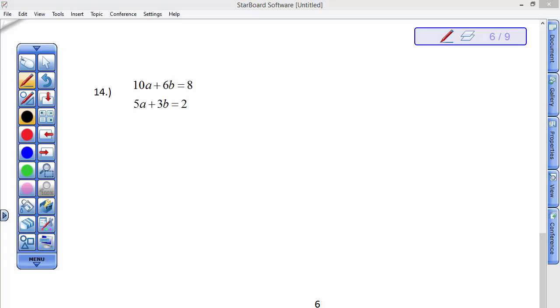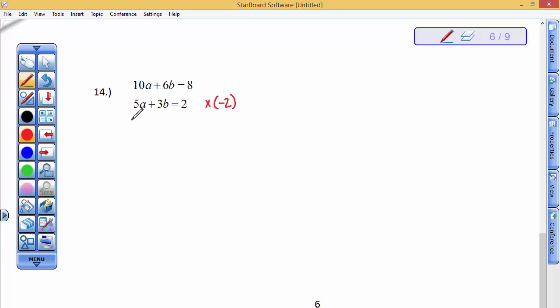In the event that you've continued on and solved this system by elimination, you've discovered something funny happen. Whether you saw this 10 and this 5 and said, I'd like to make this a negative 10, or you saw this 6 and this 3 and said, I'd like to make this a negative 6 to combine with this, either way, you'd be multiplying this second equation by a negative 2.